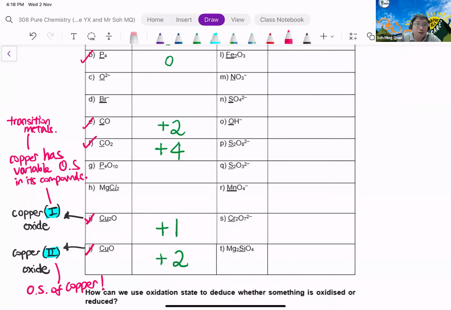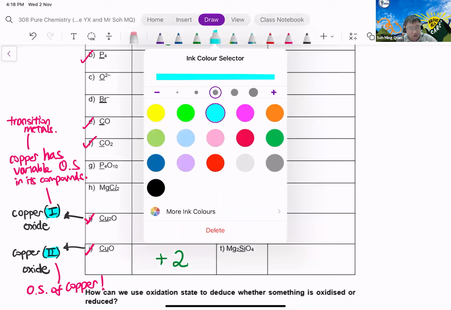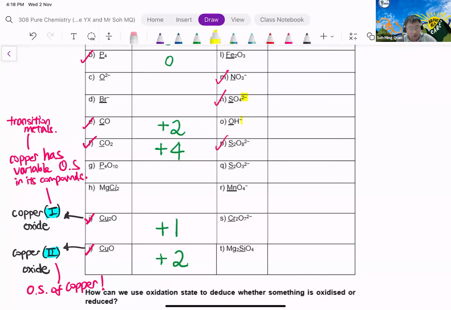Now let's go to the more challenging ones. Let's do M, N, and P. I want you to work on M, N, and P. Why are they challenging? They are challenging because now you're going towards ions. These are polyatomic ions. They have a charge overall because they are ions. I want you to tell me the oxidation state of the underlined element in these 3 ions. Let's take 2 minutes, work it out now. You may need to use the algebraic method that we talked about just now.